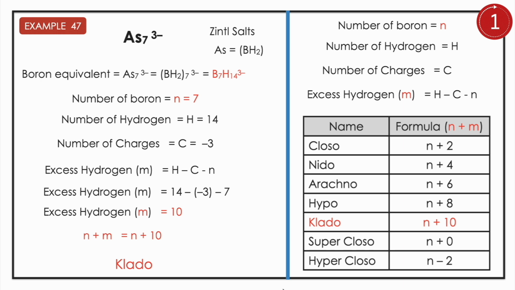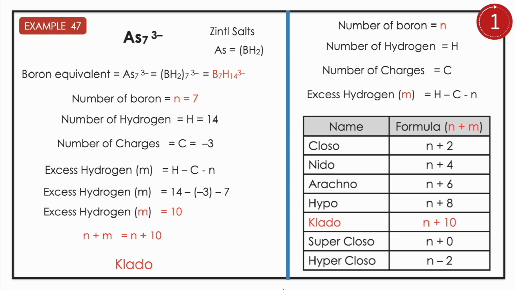The compound becomes simple boron, so you apply the Wade's rule. First step will be counting the boron. There are 7 boron, so N equals 7. Hydrogens are 14, so H equals 14. Charge is minus 3, so C is minus 3. So the excess of hydrogen will be H minus C minus N.